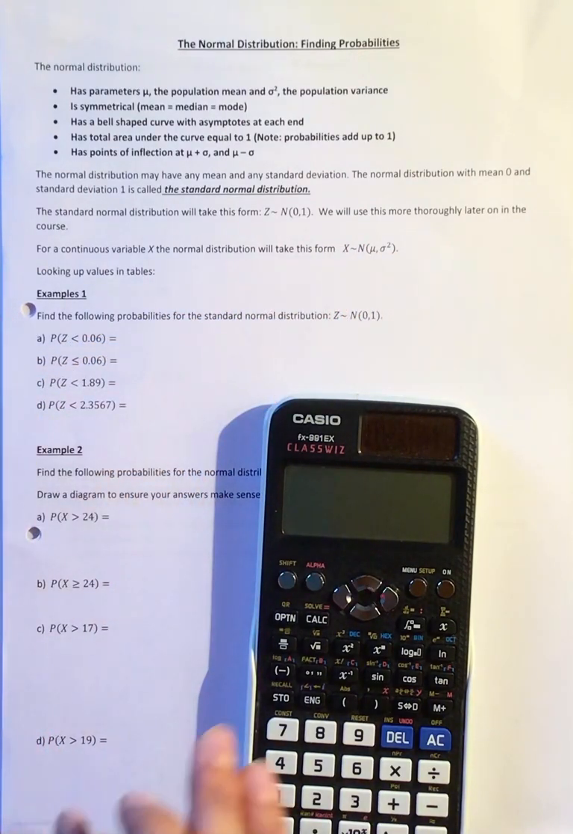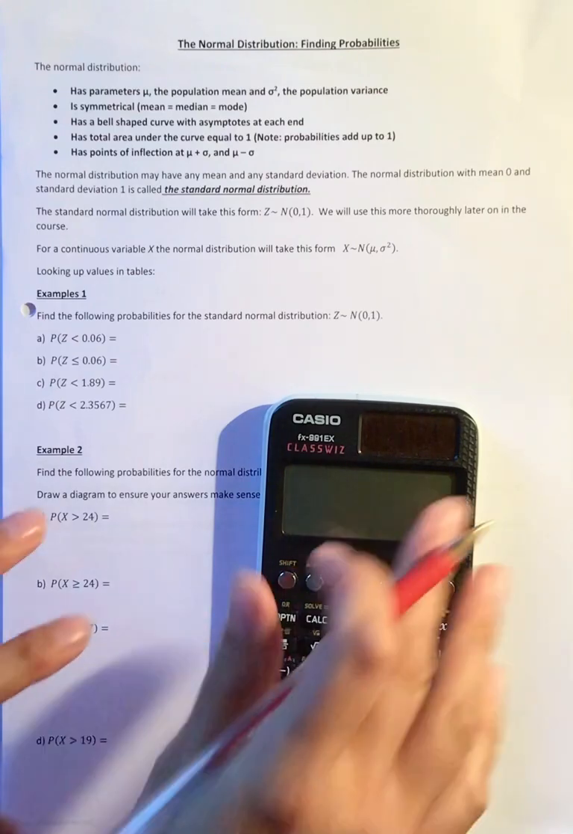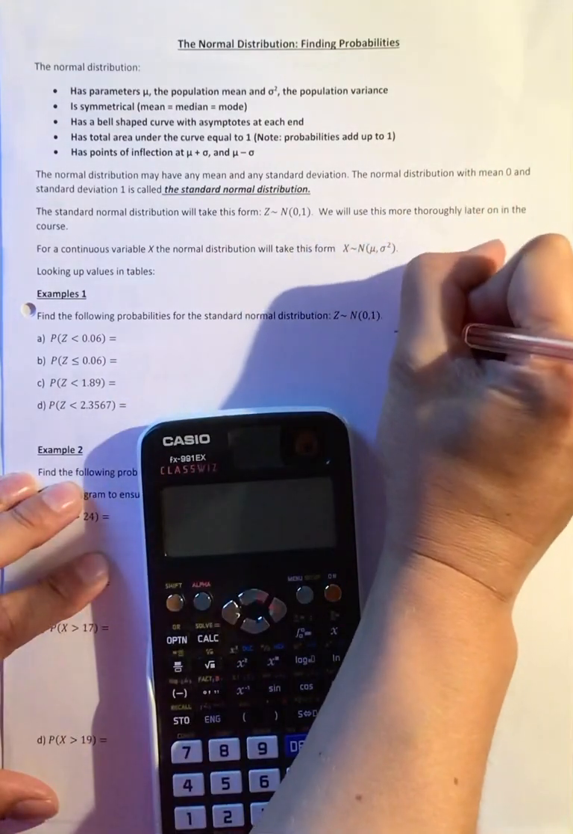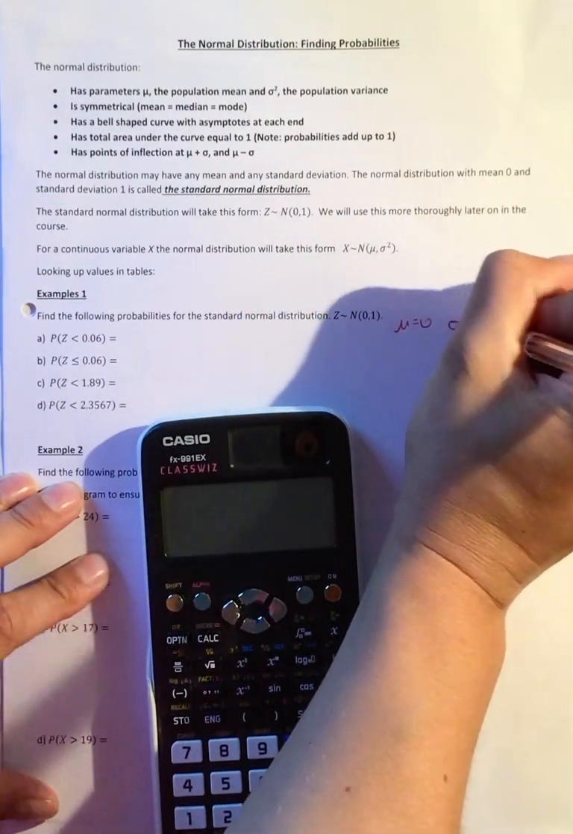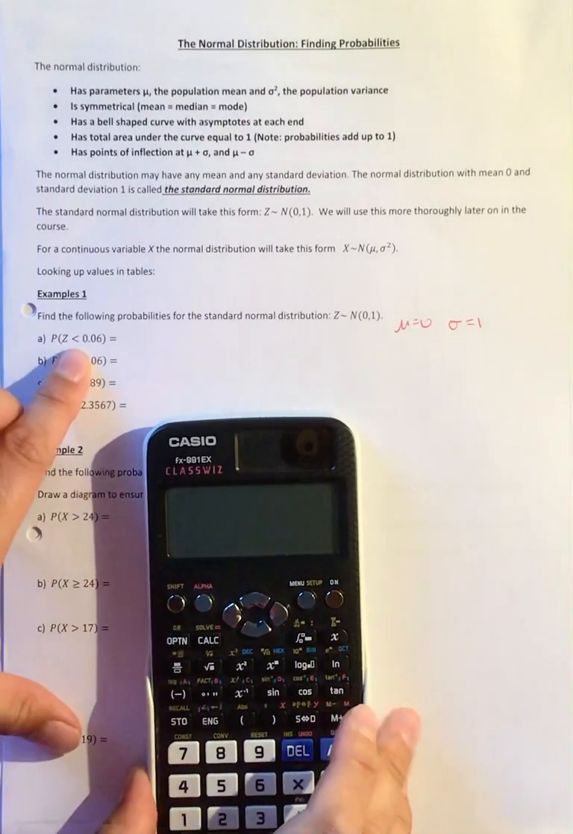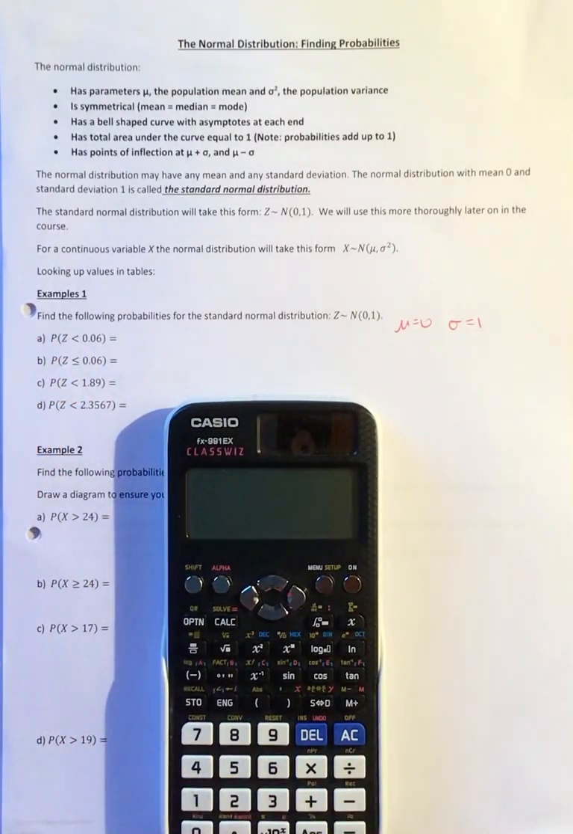So example 1 uses the standard normal distribution. So our mean is 0 and our variance is 1, which means our standard deviation is the square root of 1, so also 1. So mu is 0, sigma is 1. And we want the probability that Z is less than 0.06.